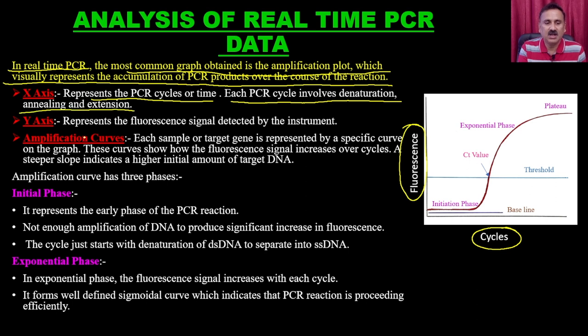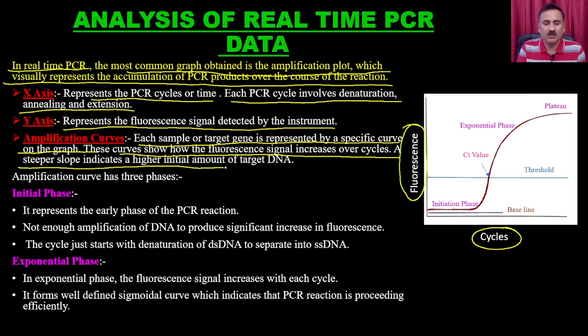annealing and extension. The y axis represents the fluorescence detected by the instrument, right? And then you are going to have the amplification curve. So, each sample or target gene is represented by a specific curve on the graph. These curves show how the fluorescent signal increases over the cycles. A steeper slope indicates a higher amount of target DNA.